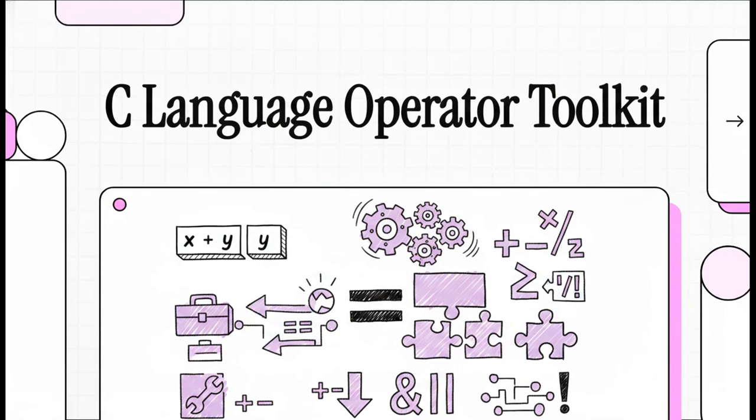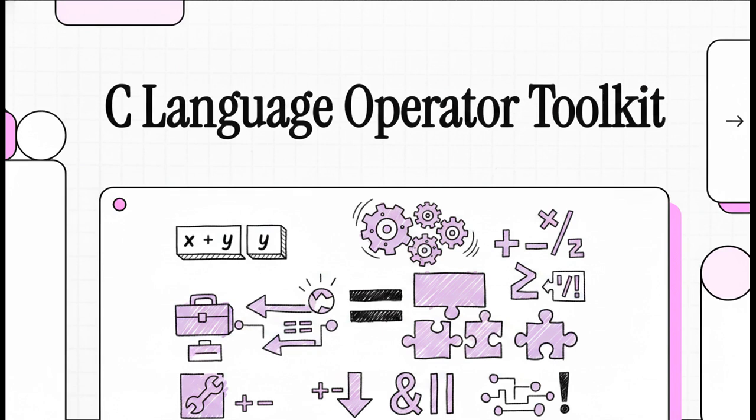Welcome to This Explainer. Today we're diving straight into the foundational verbs of C programming. Think about it like this. If variables and data are the nouns of your code, operators are the verbs. They're the actions that actually get things done. We're going to transform what might look like dry, abstract syntax into a seriously powerful toolkit for problem solving.